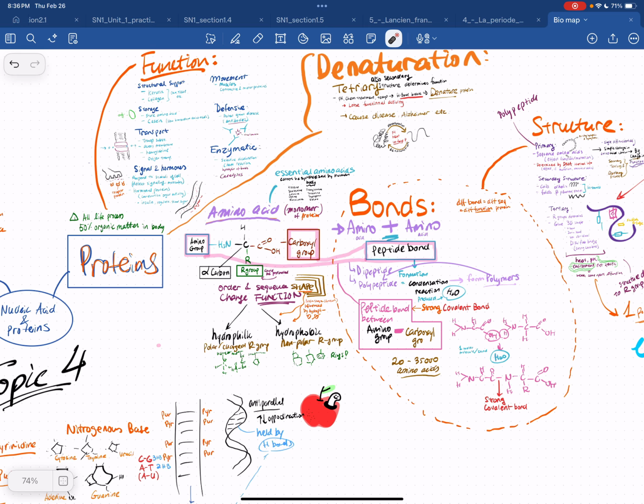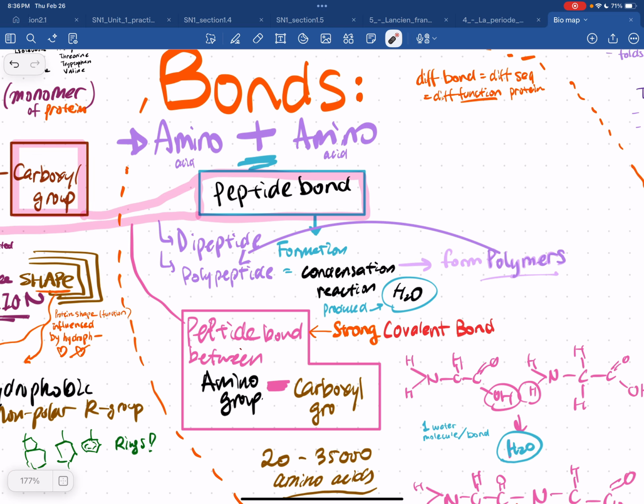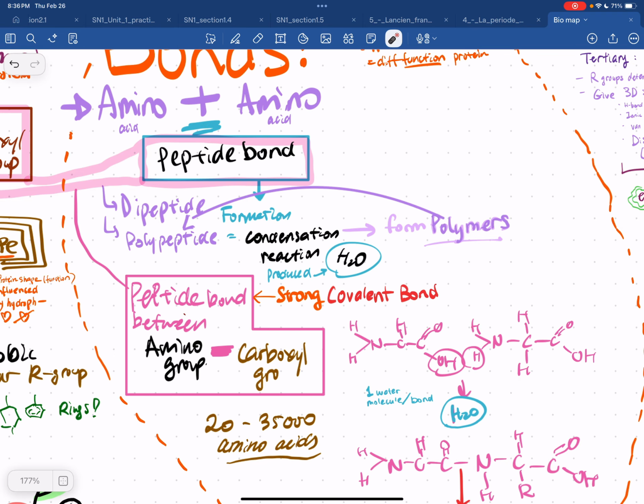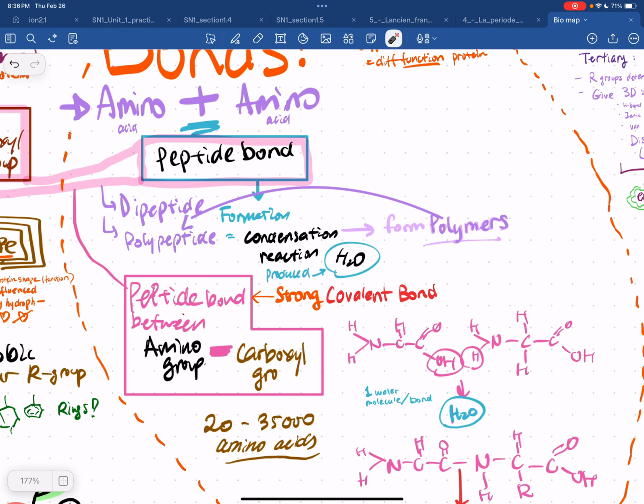So there's dipeptide and polypeptide. Dipeptide is basically 2 of the aminos, and polypeptide is a chain of amino acids. There's the condensation reaction of H2O to produce these polymers. Peptide bond between amino and carboxyl group, like I said. Condensation reaction, yep, that's fine. Amino acids, proteins.